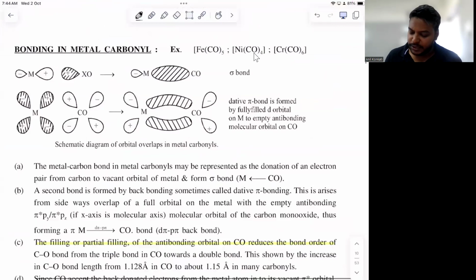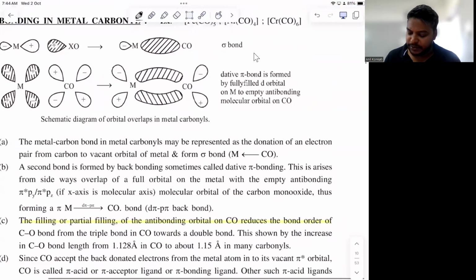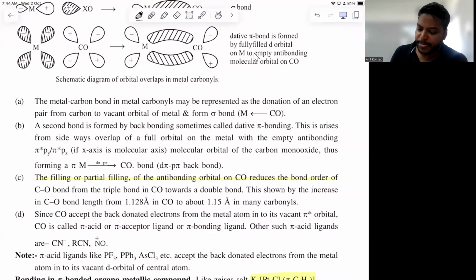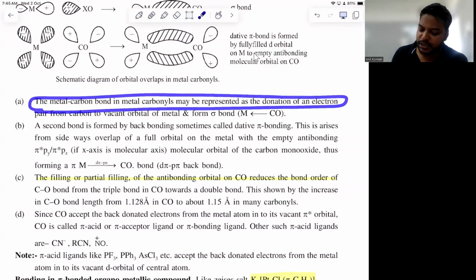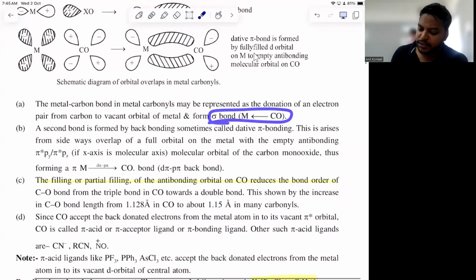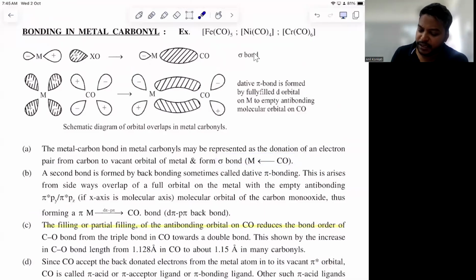Next, this is how the metal bonding is observed. You can see, read out a few important statements here. The metal carbon bond in metal carbonyls may be represented as donation of an electron pair from carbon to a vacant orbital of the metal, which forms a sigma bond. So the first bond which we make, we call it a sigma bond formation.